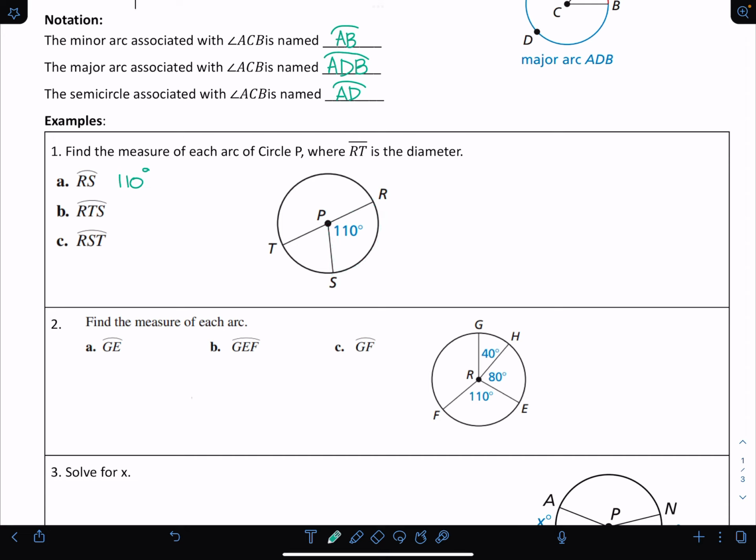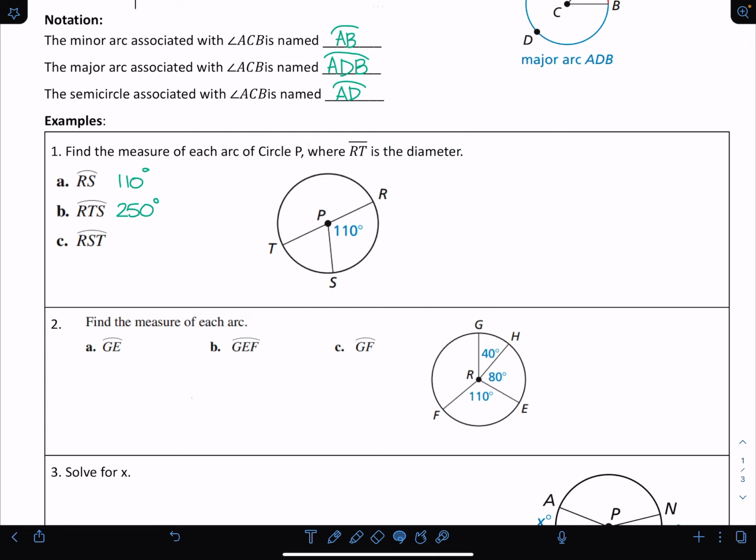For the next one, we want RTS. This arc is going all the way around this way. Remember, if it contains this T, we got to cross through him too. So going all the way around this way, we're going to have to do a little bit of subtraction here. We know the whole circle is going to be 360 degrees, but then we're not including this piece here. So we're going to do 360 minus 110 degrees. So RTS must be 250 degrees.